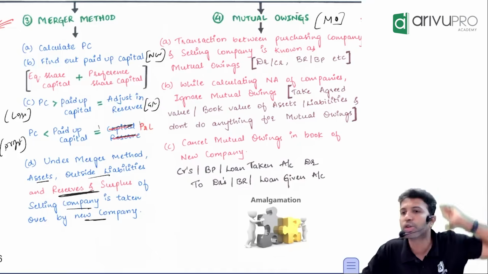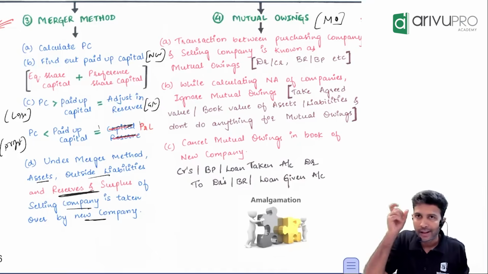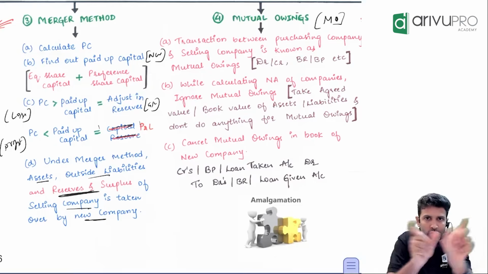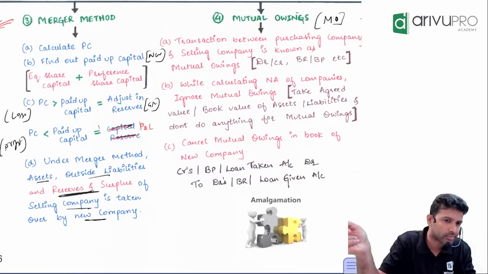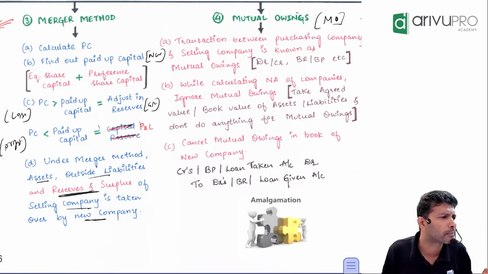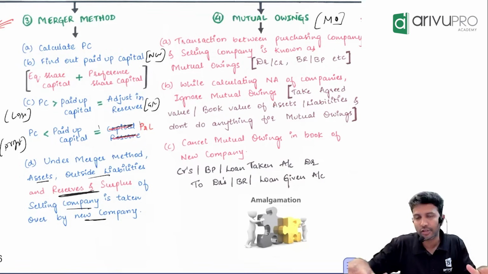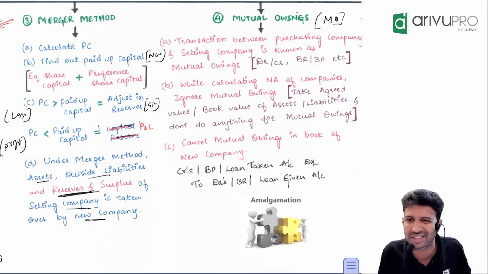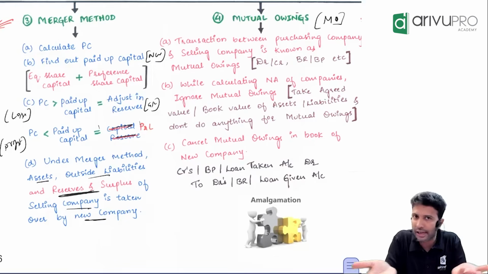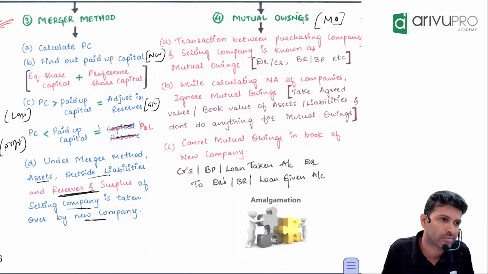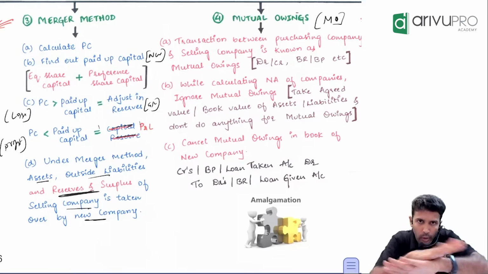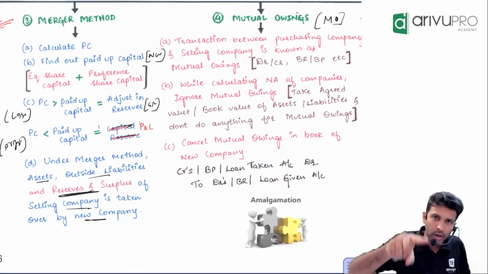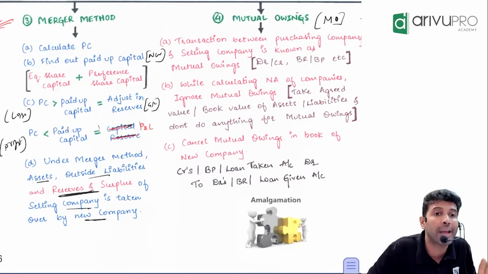Next, we discuss something called mutual owings. Mutual owings means a transaction happening between a purchasing company and a selling company. As long as there are two separate legal entities, one can pay the other. But in amalgamation, one will lose its existence, or both of them may become merged into a new company. Since they are losing their existence, one cannot pay the other because the other is not there. Hence, mutual owing should be cancelled, in the books of the new company or purchasing company after amalgamation.